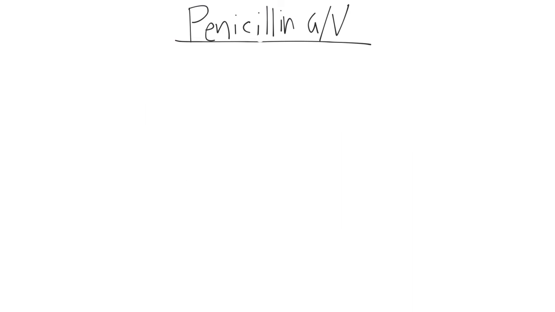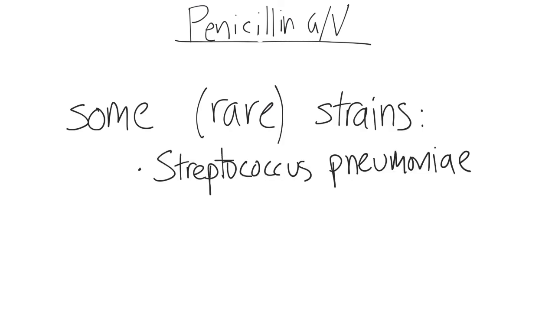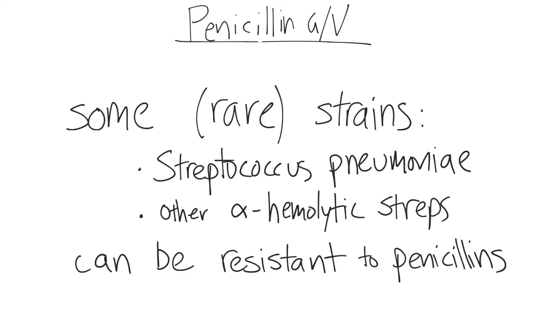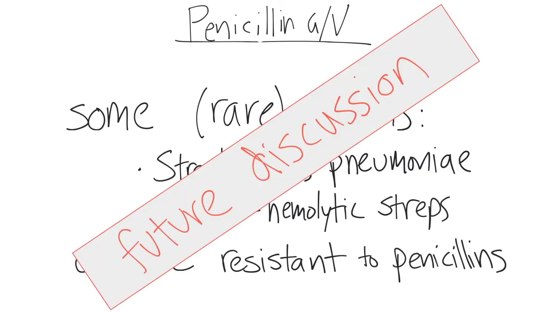And the other little exception I'll mention is that some very rare strains of Streptococcus pneumonia and some of those alpha hemolytic streps can actually be resistant to penicillin. But we're going to talk about that in a future vodcast. So back in the day, you actually used to be able to use penicillin for staph aureus. But then we just kept throwing penicillin at it, until eventually you couldn't use penicillin anymore. And that's why they made Cloxacillin.